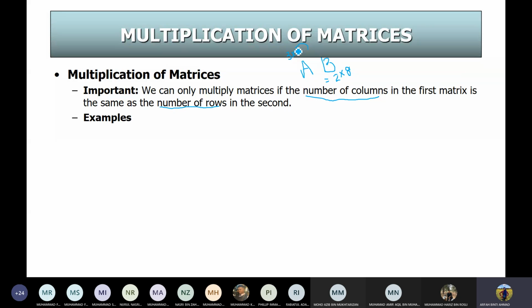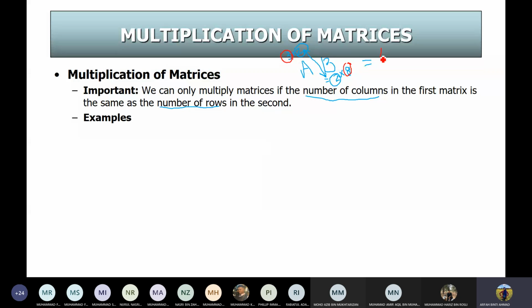So yang ini 2, number of column in the first matrix equal to the same as number of row. So yang kedua pun ada 2. So kalau dia sama baru boleh darabkan. Kalau tak sama tak boleh darabkan. So hasil dia nanti akan dapat satu matrix yang dia punya hasil dia adalah 3 kali 8.